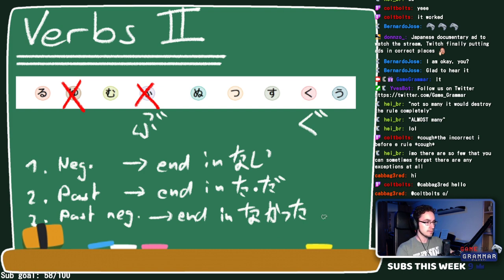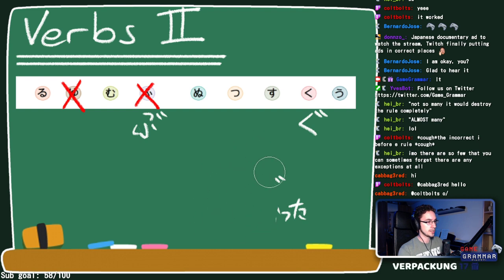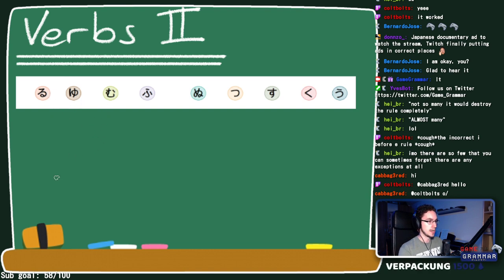So let's start with negative. Let's start with how we make verbs negative, and for that, I will show you a very neat trick. Let me make some space here real quick so that you can see. I'm going to grab another screenshot of this.